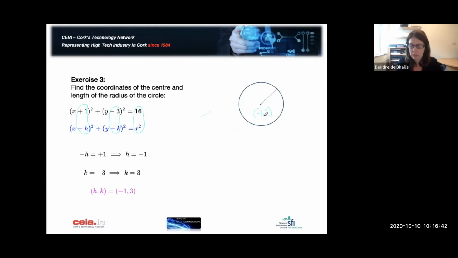The next thing then we need is to work out r. We can see that r squared is equal to 16. Therefore, r is equal to root 16.